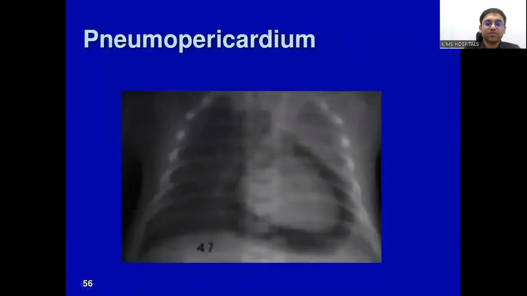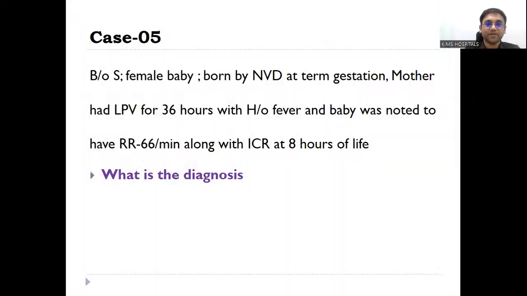Sometimes the pneumothorax can progress to pneumomediastinum and pneumopericardium. This is a picture where you have pneumopericardium surrounding the heart. This can again compromise the cardiovascular system and cause cardiogenic shock, and a mediastinal shift can happen.